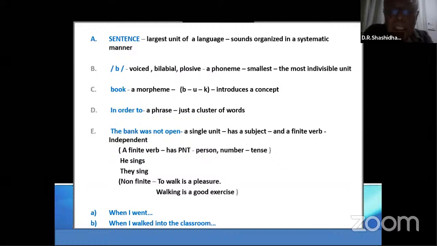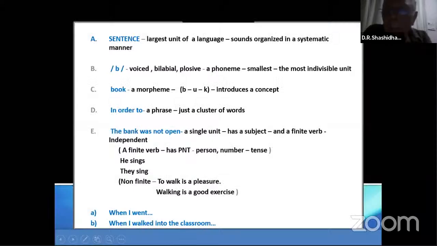In the sentence, you see, he is a third person singular, sings is simple present tense. Once again, because the subject is singular, the verb also is in singular number. Whereas in the second example, the subject undergoes a change. Instead of the third person singular, it becomes third person plural, and automatically the verb also changes into plural.